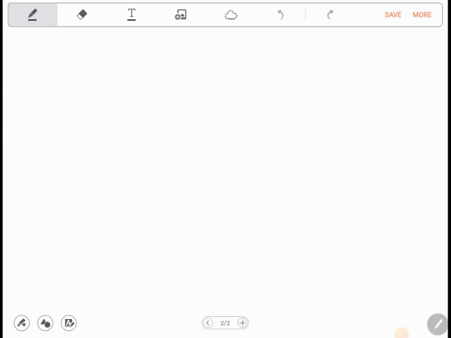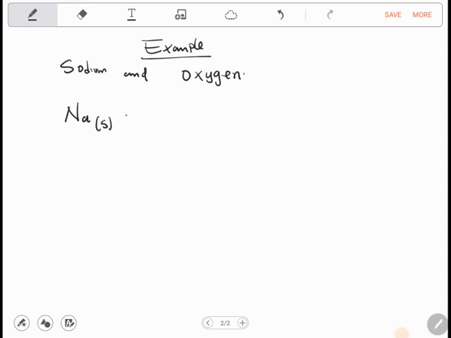Let's take an example. For example, I ask you to balance a chemical equation between sodium and oxygen. What would be your chemical equation? First, we need to know the symbol for sodium. Sodium is Na, and the state symbol is solid, plus oxygen is O2, with a 2 because oxygen is a diatomic molecule and it's a gas.